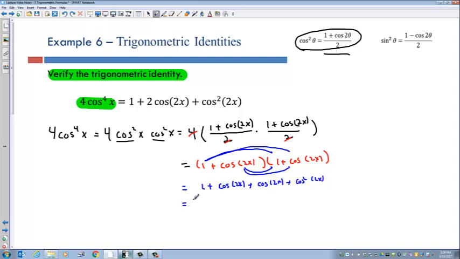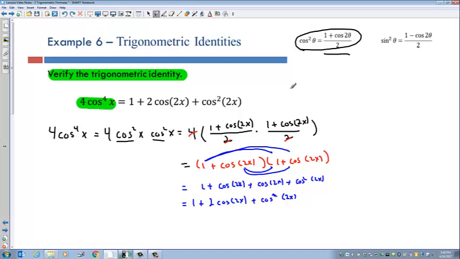And so what does that equal to? That's equal to 1 plus 2 cosine of 2x plus cosine squared 2x. So that's an example.